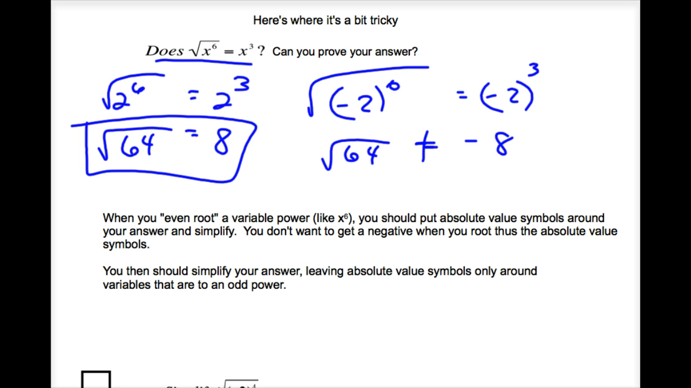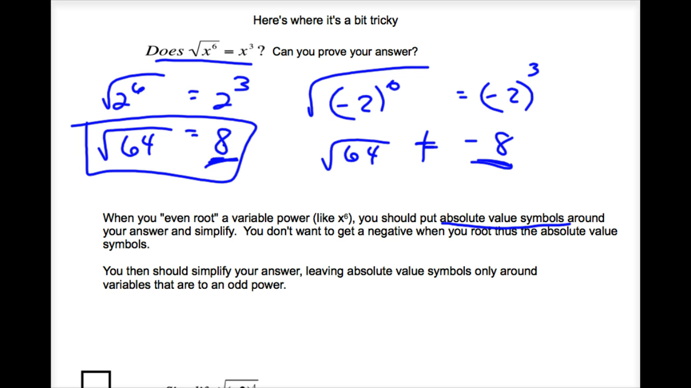But what this shows is you have a problem when you even root. When you even root something, you're always going to get a positive. You can't get a negative. So we need to understand that when we even root something, in order to make sure we don't get a negative, we're going to end up using absolute value symbols. So whenever you even root, put absolute value symbols around your answer, and then we're going to simplify from there.